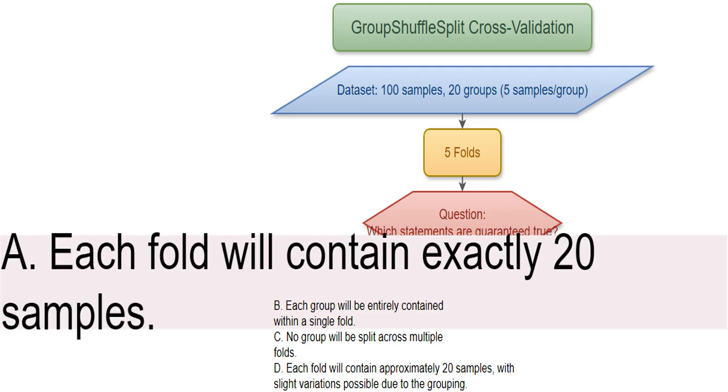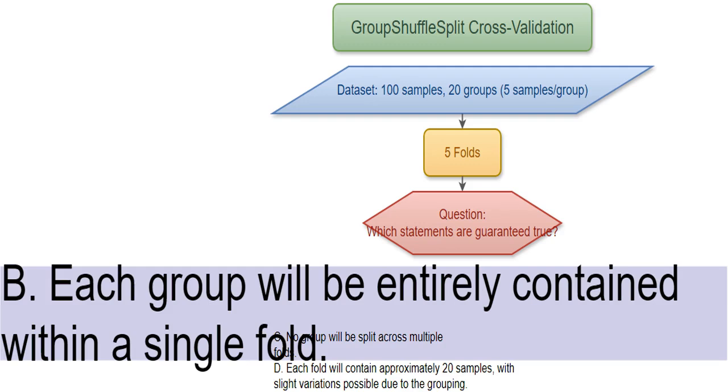This statement says each fold will have exactly 20 samples, 100 samples divided by 5 folds, 20 samples per fold. However, since GroupShuffleSplit keeps groups together, this might not be true. The number of samples per fold will be influenced by how many whole groups fit in each fold.